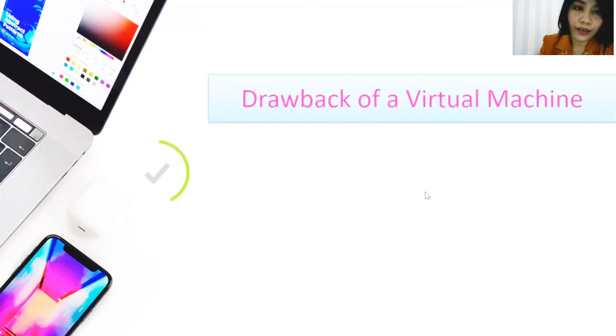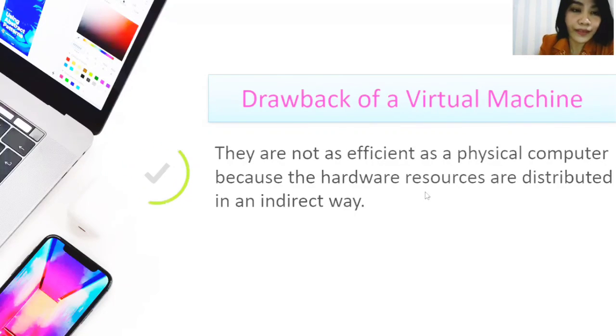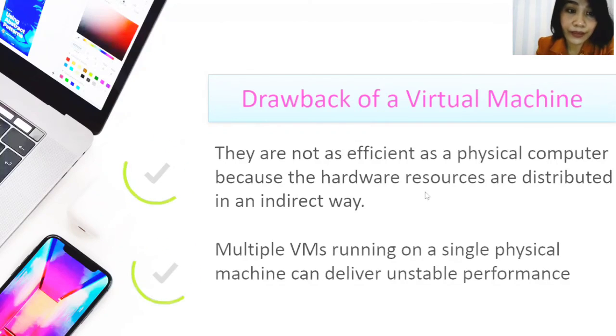Now, drawbacks. What are the drawbacks of the virtual machine? The drawback is they are not as efficient as a physical computer because the hardware resources are distributed in an indirect way. The second one, multiple virtual machines running on a single physical machine can deliver unstable performance.